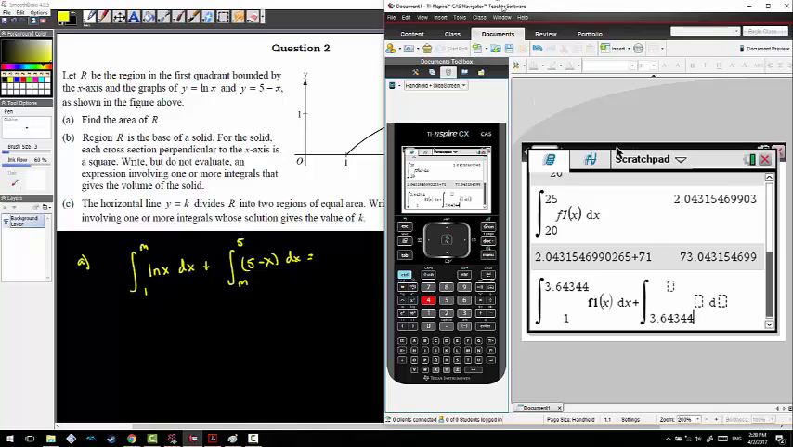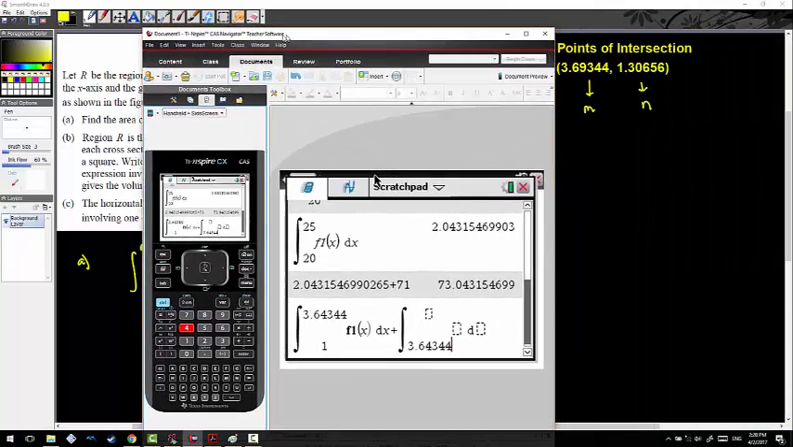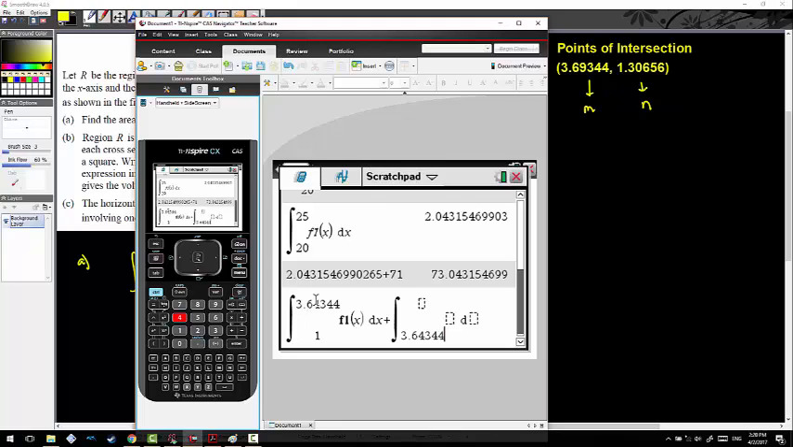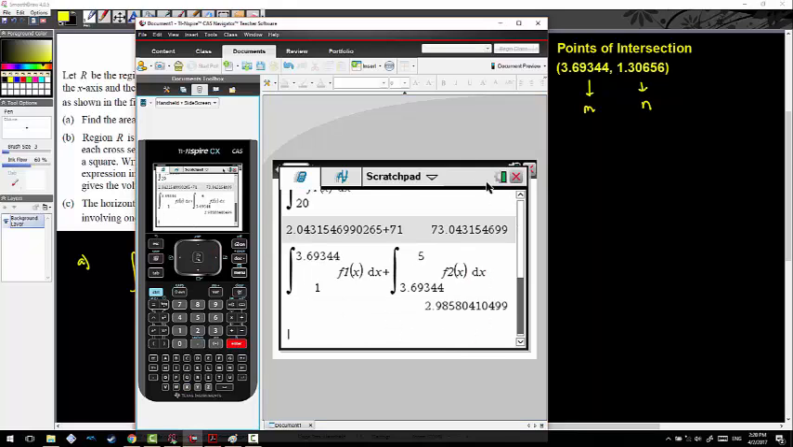Just going to double check my numbers, make sure that I'm good. It's 3.69344. Gotta fix that. And that's going to go to 5, and this is my linear function, which is f2 of x dx. So from here I just hit Control Enter, and I get my number.